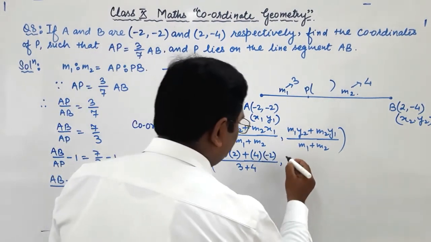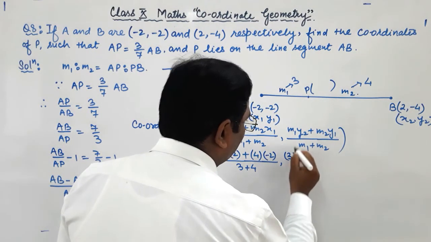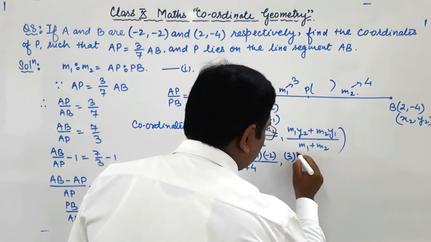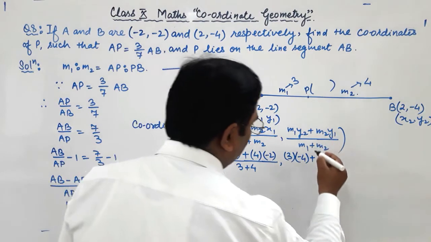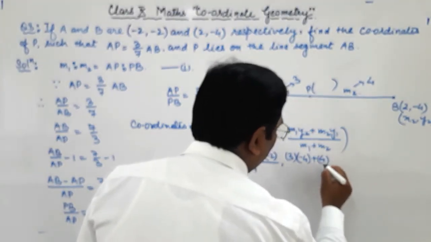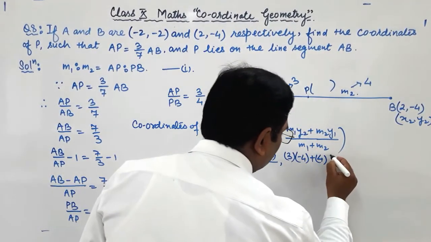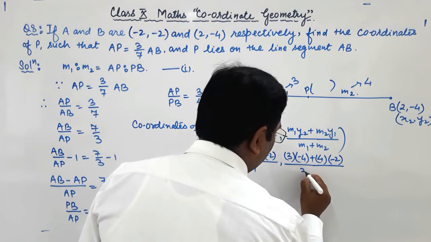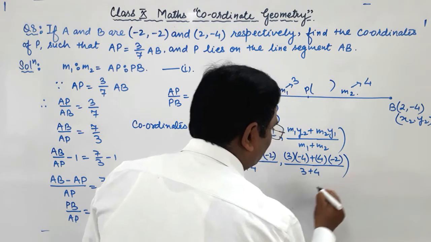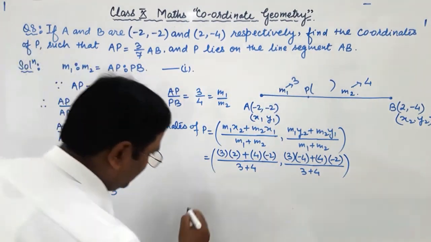Similarly, m1 is 3 multiplied by y2 is -4, plus m2 is 4 multiplied by y1 is -2, upon m1 plus m2. Let us simplify it.